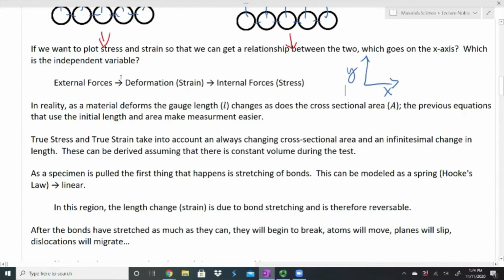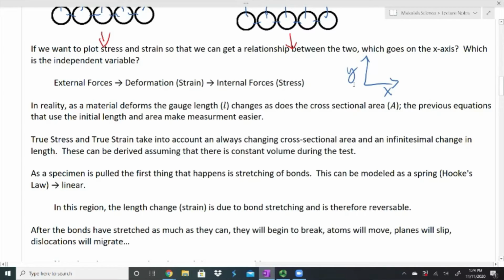Now, technically, the independent thing is the external force. It's the thing that we can apply to our material to deform it. But what we're going to do is kind of skip that step, and we're going to say, all right, we're going to put on our x-axis how much our material has strained or how much we have deformed it. Granted, we had to apply some force to do that. We're really saying we're controlling that deformation by the force that we apply. So on our x-axis, we have our strain.